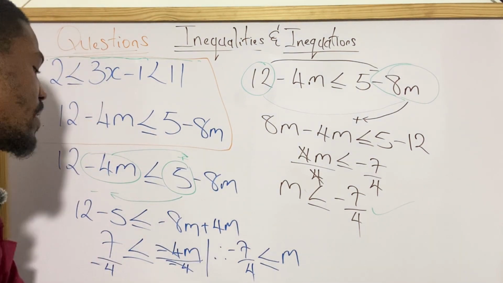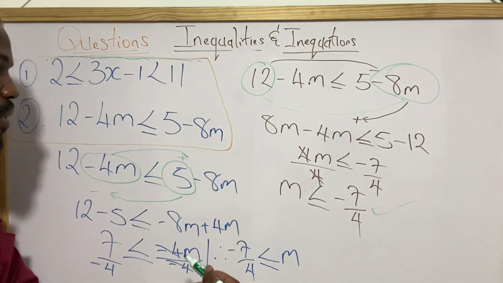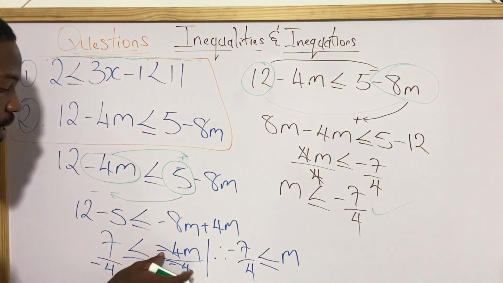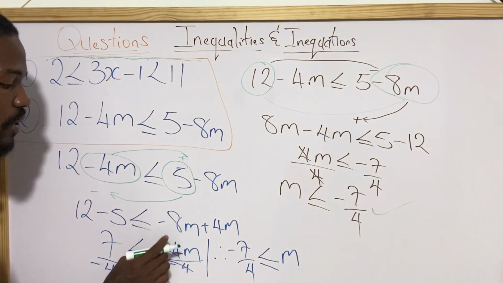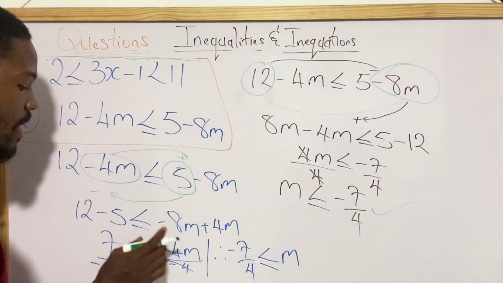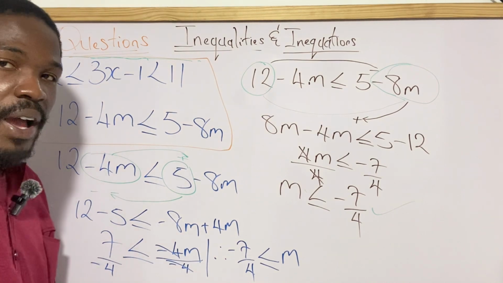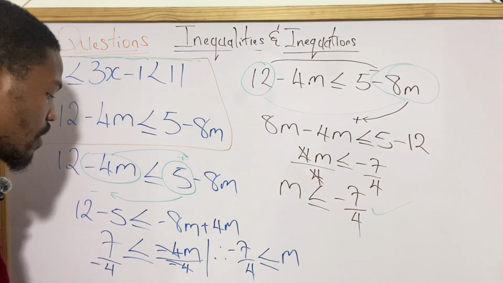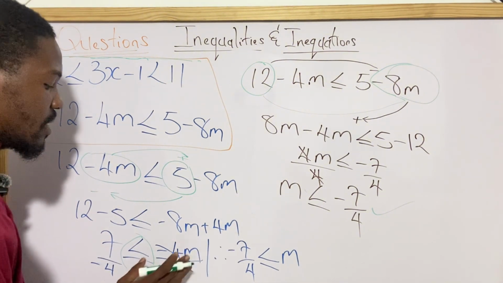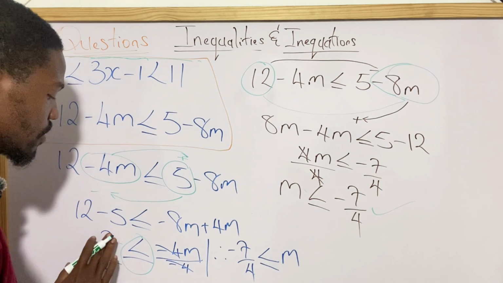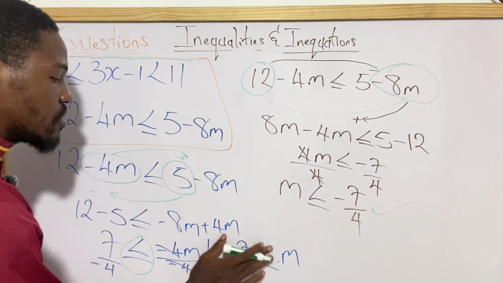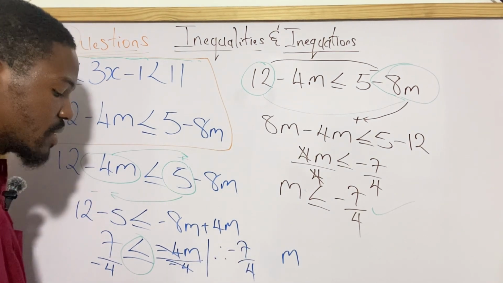So what went wrong right here? The idea is that when you're solving inequalities, whenever you divide both sides by a negative, so right here where we need to get rid of this negative 4 to solve for m, we need to divide both sides by negative 4. Once you divide both sides by a negative, this sign has to change. The fact that this sign was less than or equal to, negative 7 over 4 is less than or equal to m, it has to change because we divided both sides by a negative.